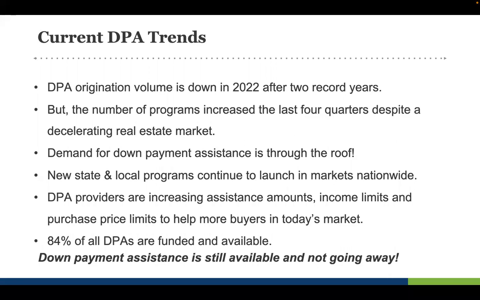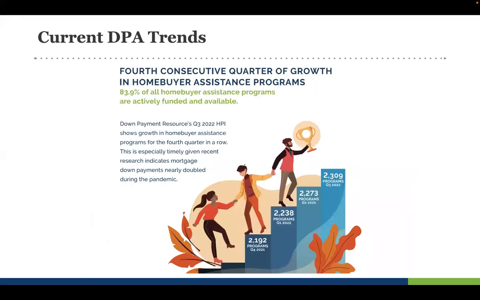And clearly there is increased attention on affordability and on down payment assistance programs as a solution for affordability challenges. So to reiterate, for the last 4 quarters in a row, we have seen an increase in the number of available down payment assistance programs across the country. Markets nationwide continue to see new DPA or other homeownership assistance programs, again, to try to keep the doors open for more buyers.